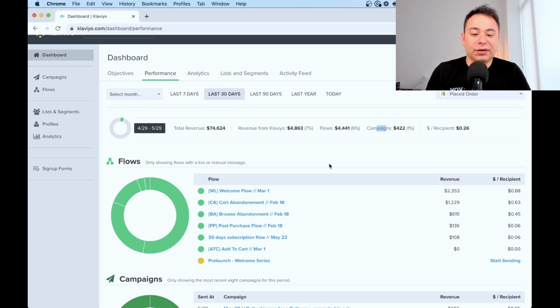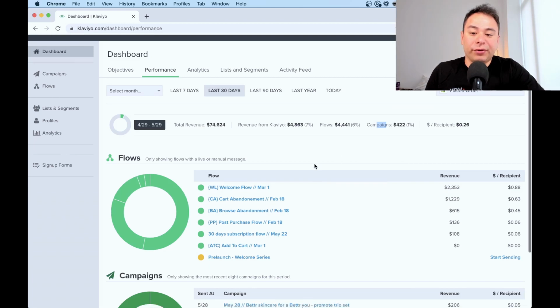And then you also have the add to cart, and you also have a 30-day subscription flow in case you want to do some sort of subscription stuff too. And again, you could see that it's broken down by revenue for the last 30 days. And of course, placed order is the metric we're looking for.